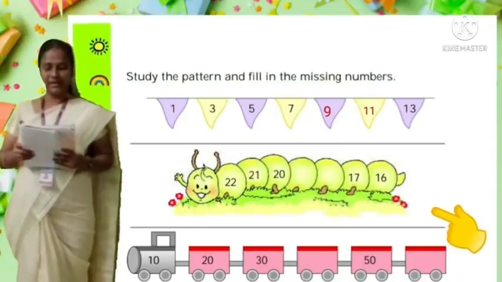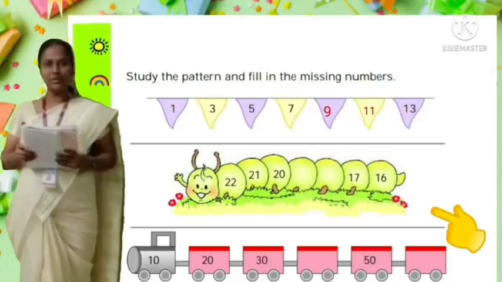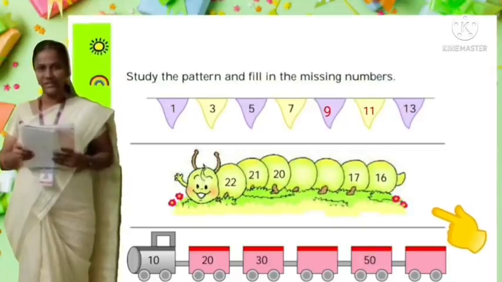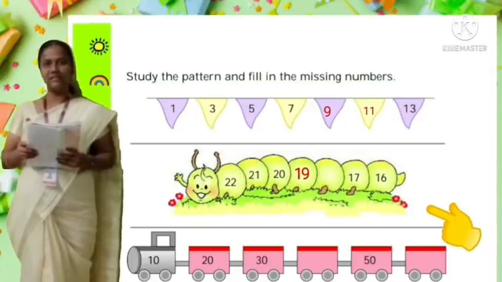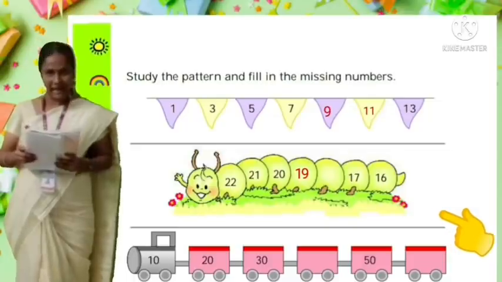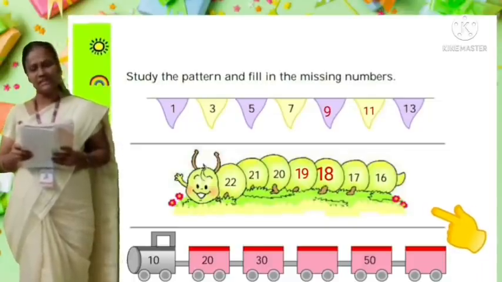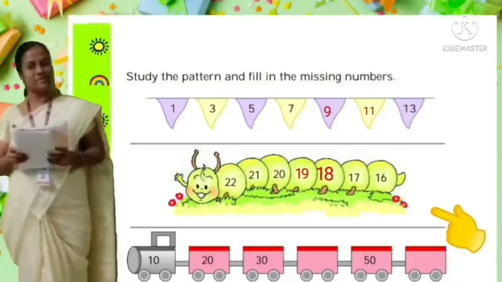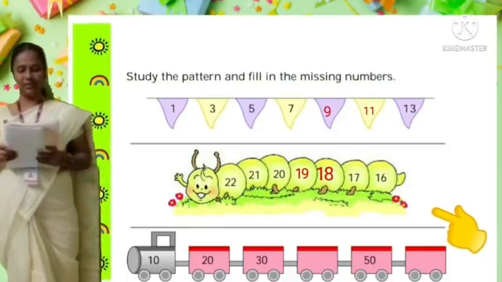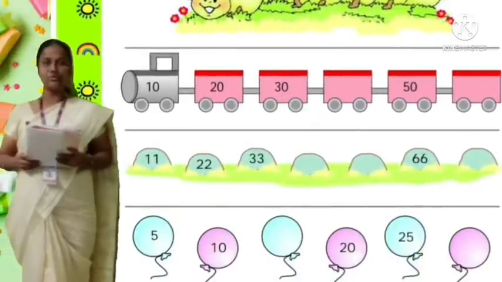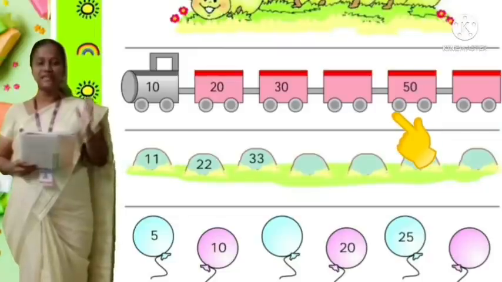The next one? 22, 21, 20. So what will be the backward number of 20? 19. So before 19, 18. Before 18, 17. Before 17, 16. Very good. Next, we have to skip 10 numbers.